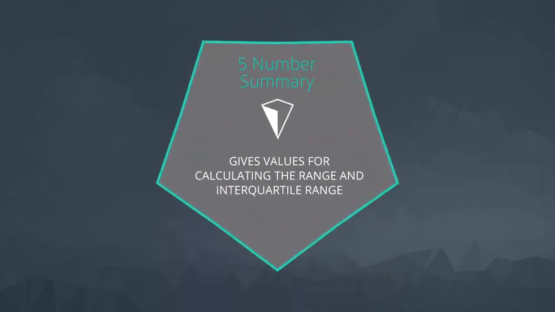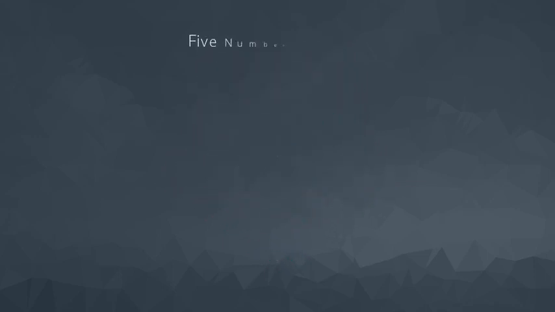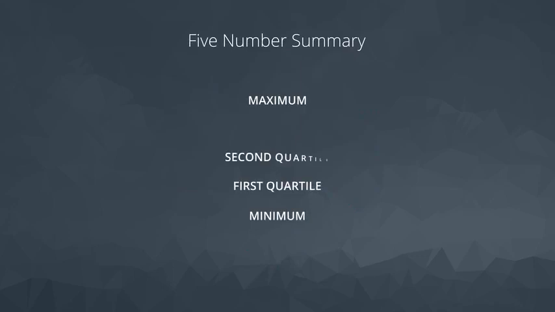One of the most common ways to measure the spread of our data is by looking at the 5-number summary, which gives us values for calculating the range and interquartile range. The 5-number summary consists of 5 values: the maximum, the minimum, the first quartile, the second quartile, which is also the median, and the third quartile.